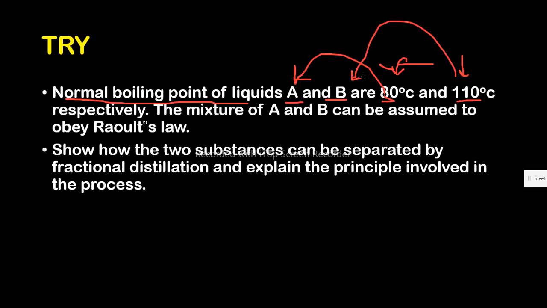I want to see your sketches. Now the mixture of A and B can be assumed to obey Raoult's law. It is assumed that the mixture obeys Raoult's law. So the question wants us to show how the two substances can be separated by fractional distillation and explain the principle involved in the process, which is what we've just done right now. Can I see at least you people doing some work? Do some work.